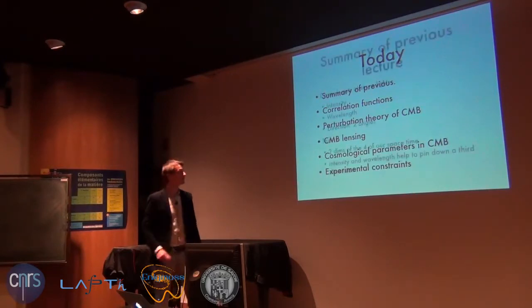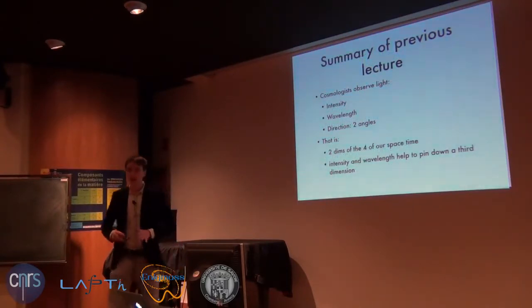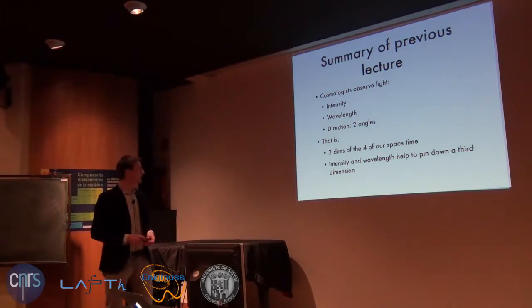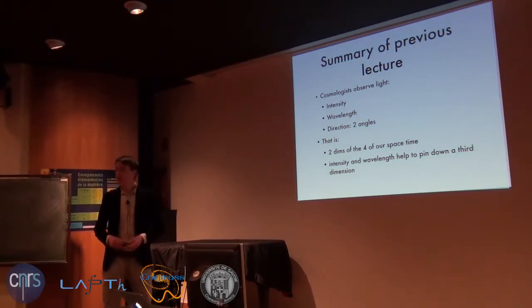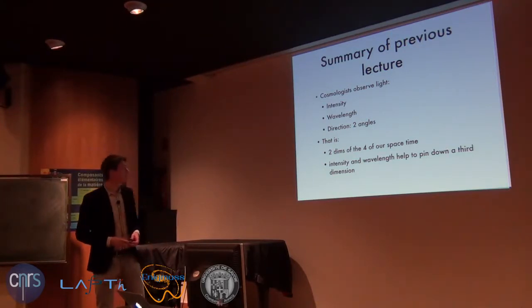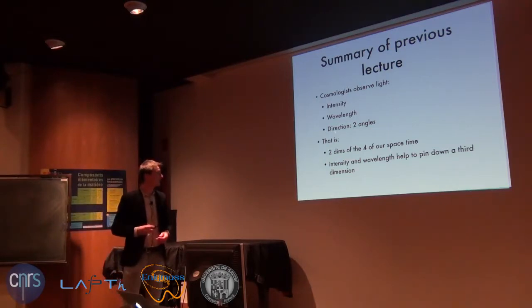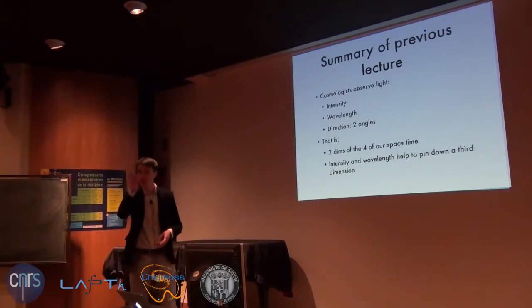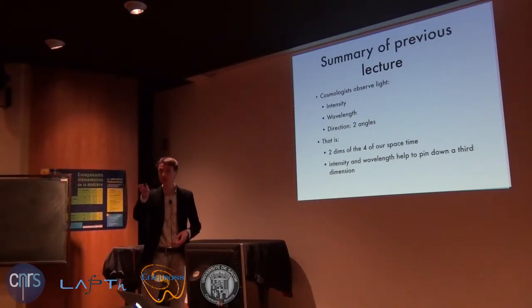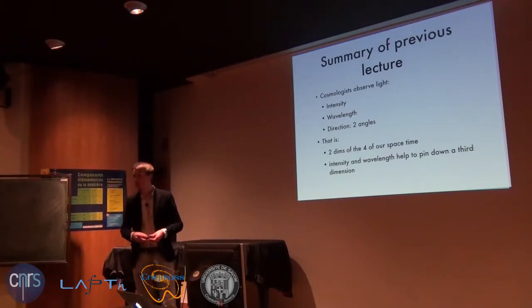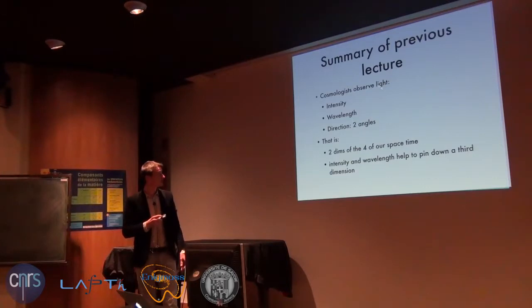So where did we stop last time? The most important message I tried to convey is that cosmologists observe light, which has an intensity and a wavelength and a direction, only 2 angles. So in terms of space-time, we only have 2 dimensions, 2 angles. Everything else that we try to infer about the 4-dimensional space-time of the universe comes from trying to add the other 2 dimensions using the information that is in the intensity and the wavelength of the light that we receive.